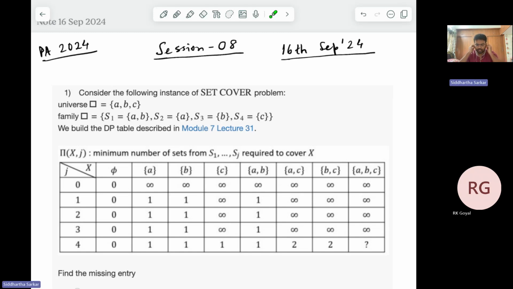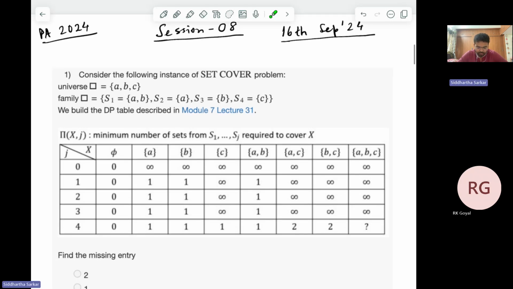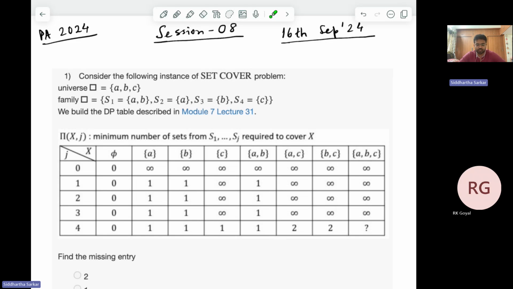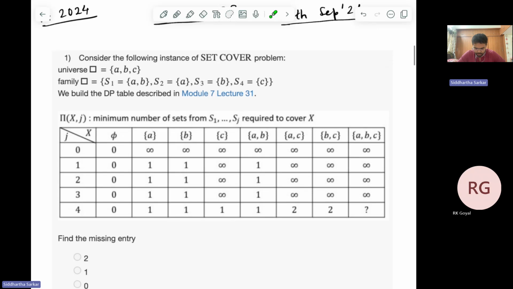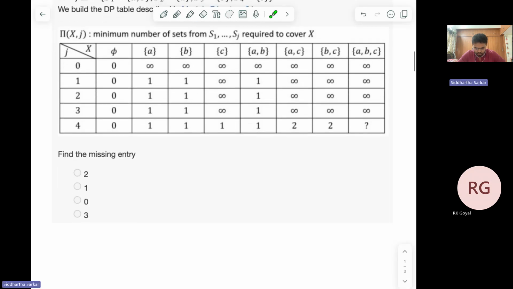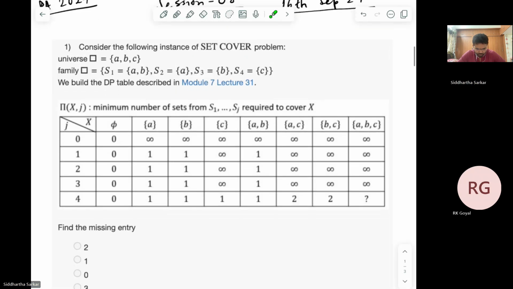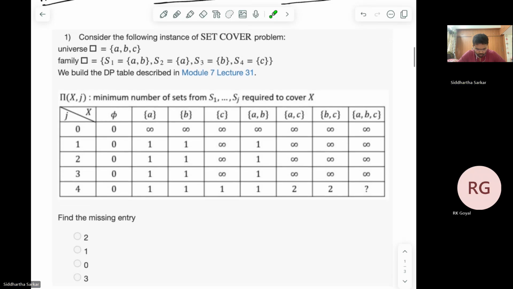Okay, so let us get started. Welcome to session 8 of the problem solving sessions in this course, Parameterized Algorithms 2024. Today we are going to look at the assignment questions of week 8, not from this year's offering, but from previous year's offering. There are 4 questions only, so I suspect that we will finish in at most 1.5 hours. So this is question 1 for you.